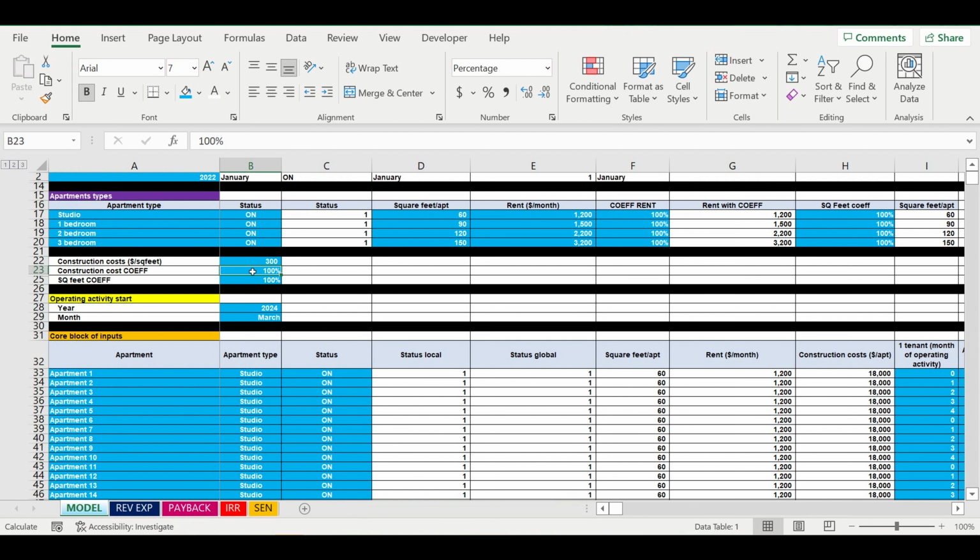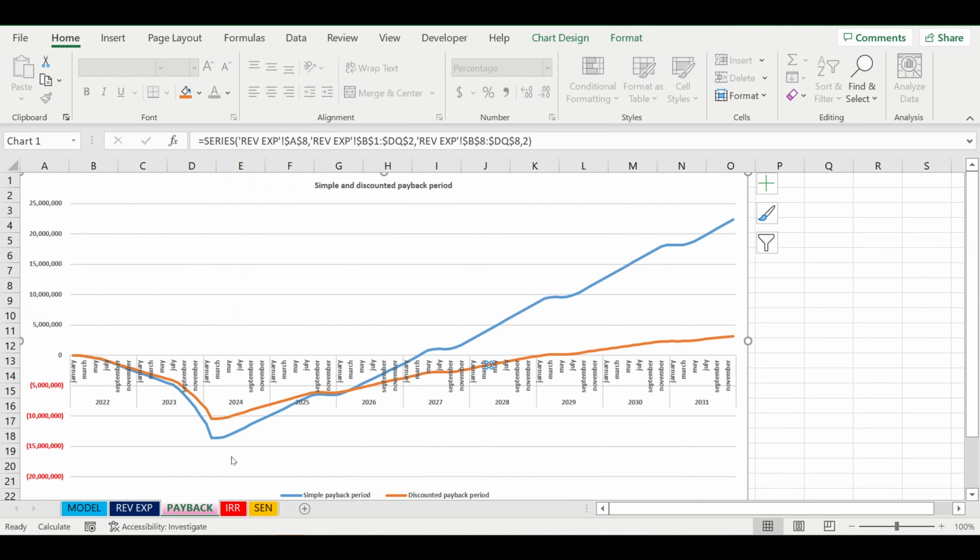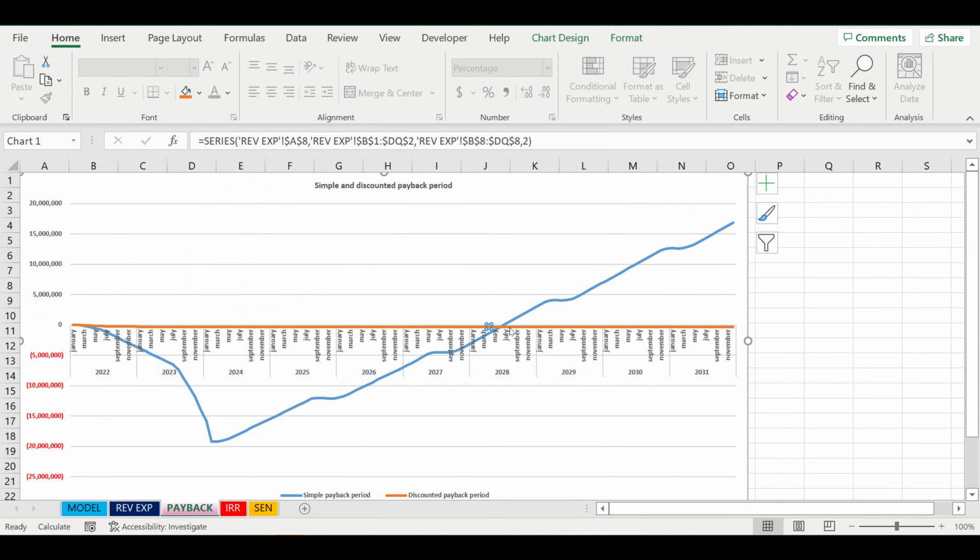But we can quickly create a scenario of what will happen if, for example, the construction cost will be 50% higher than in our basic scenario. So we just specify here 150. Then we go back to the simple and discounted payback period and see what the diagrams will be.